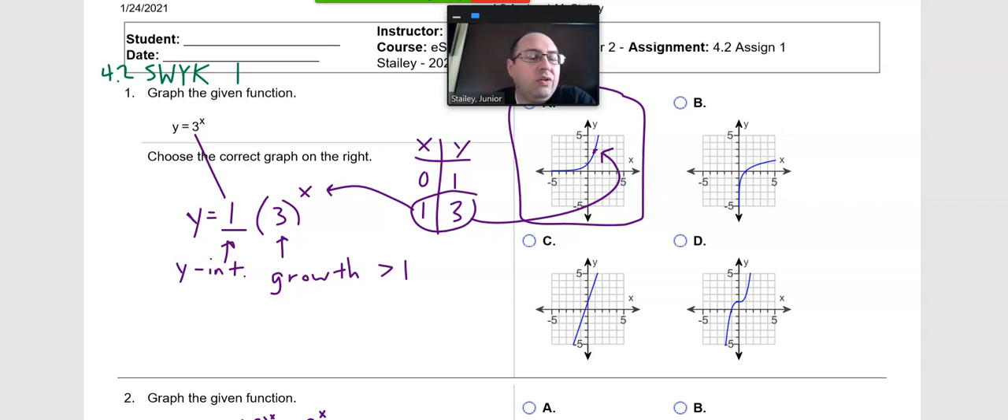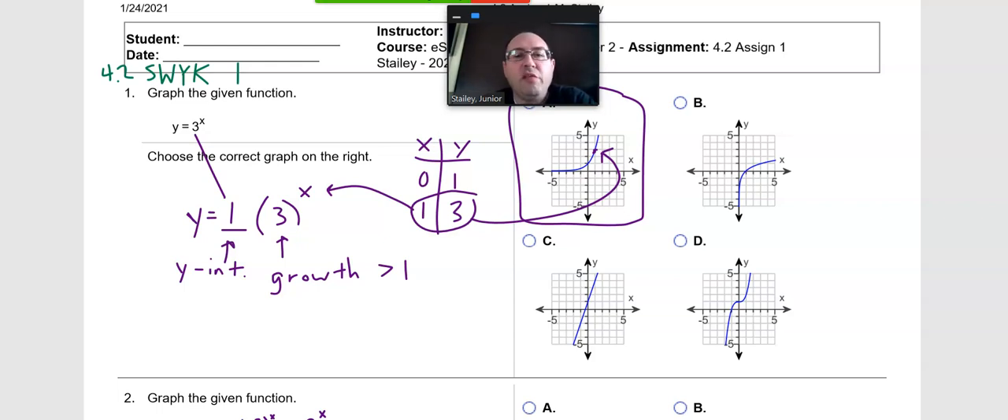All right, we're in section 2, set 2, Swyk number 1 of week 4. Now, you've got this equation y equals 3 to the x. The number in front of it is a 1, folks. That's right. Now, we never write it.